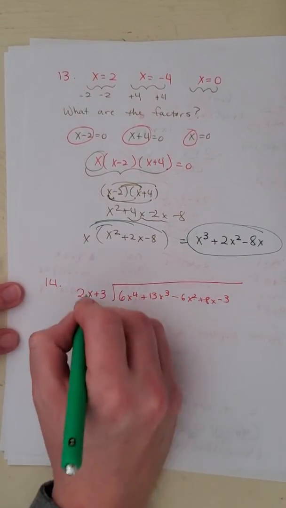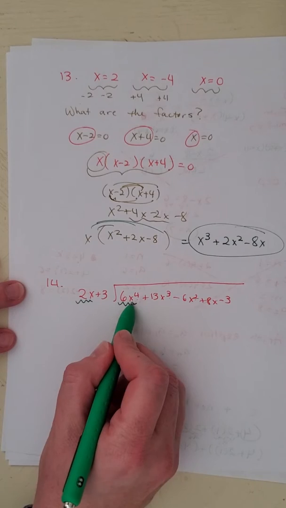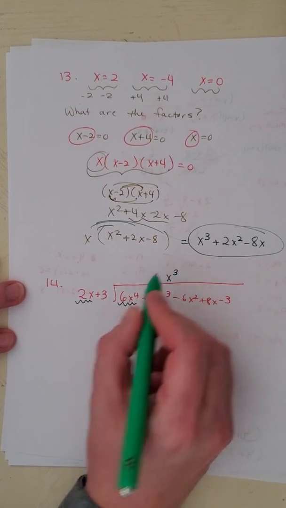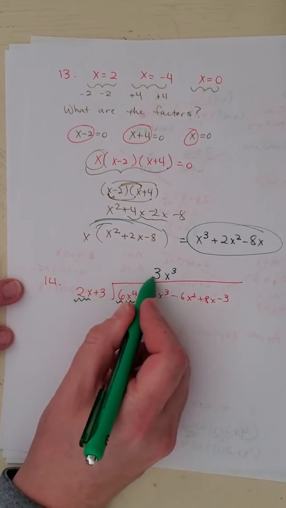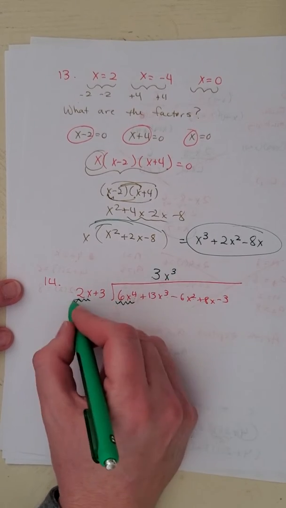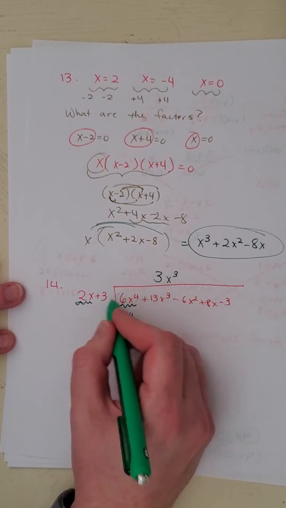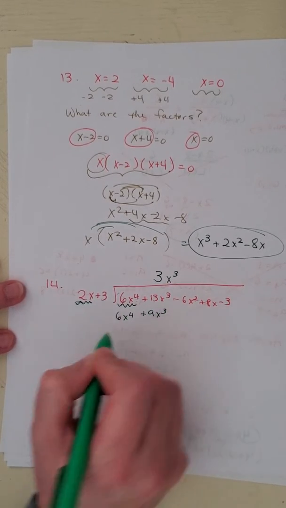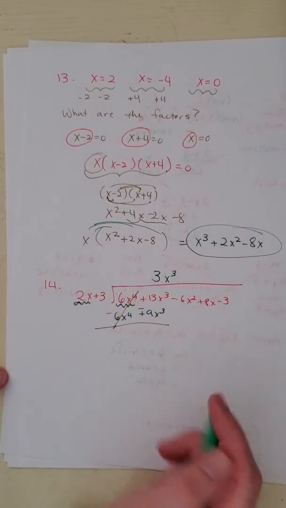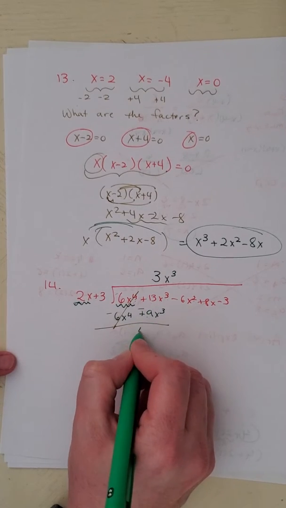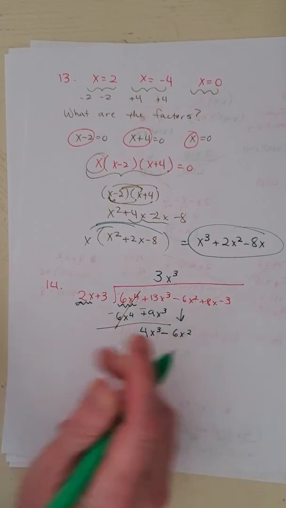So you should be thinking, what would I need to multiply 2x by to get 6x to the 4th? Well, x times what is x to the 4th? X cubed. 2 times what is 6? 3. And then you're multiplying 3x cubed to 2x. So that's 6x to the 4th. Remember, these will match. And then multiply these two together, you get 9x cubed. This is where we do the switch. And those cancel. So 13 minus 9 is 4x cubed. And bring down your next term of negative 6x squared.